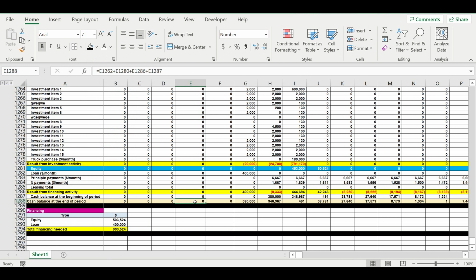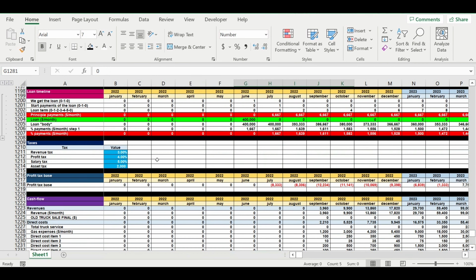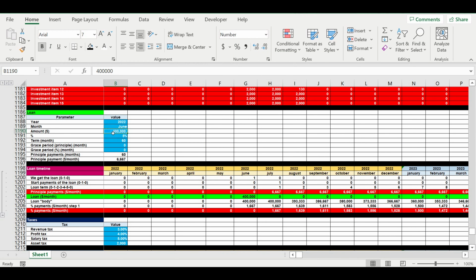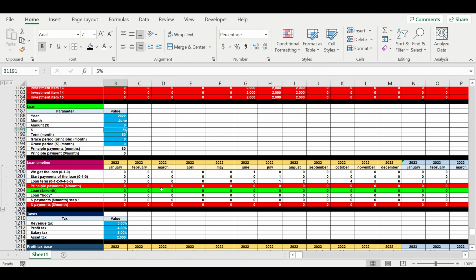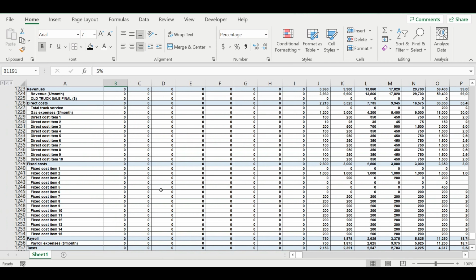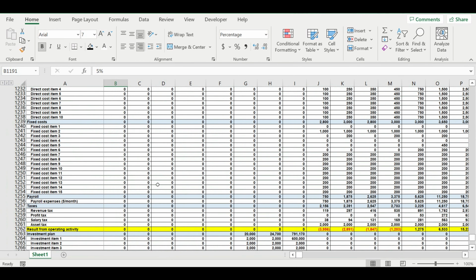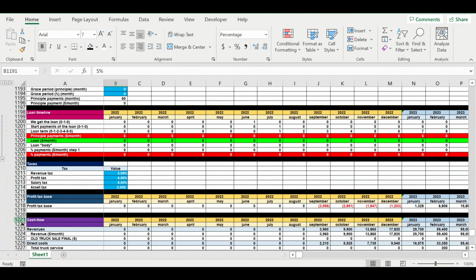So what is the problem with this way of calculating financing? It is manual. Also, we can create some automated ways of calculating the financing that we need to start the business. How can we do that? Let me show you. We can go to the bottom of our cash flow statement.